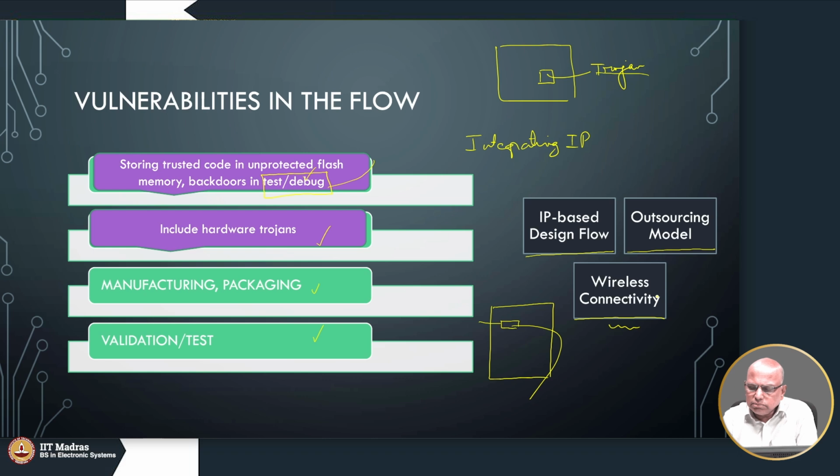Similarly, it may cause some damage, right? There are some attacks that are possible using which you can cause a lot of problems in the chip. It can start dissipating too much power and it can cause the system to fail. So there are many adverse effects that a Trojan can produce.